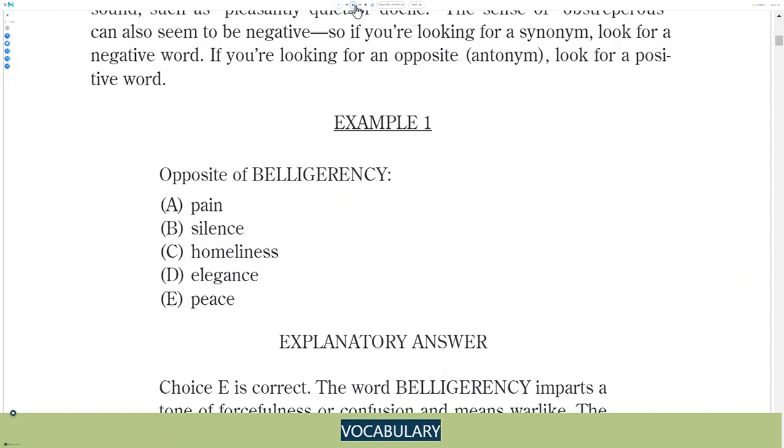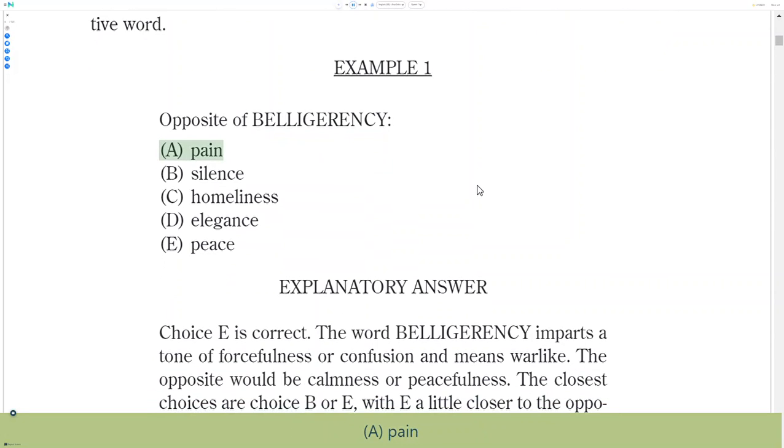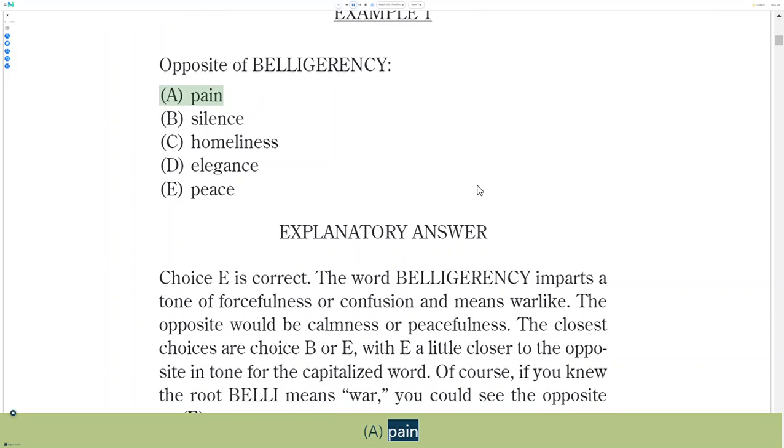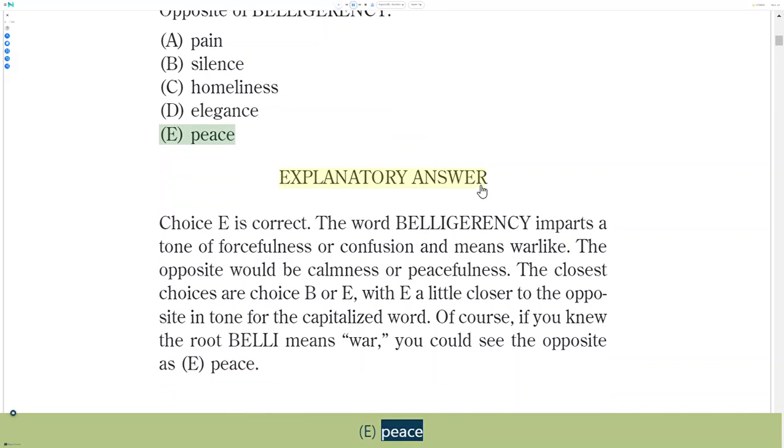Vocabulary Strategy 2. Opposite of belligerency. A. Pain. B. Silence. C. Homeliness. D. Elegance. E. Peace.